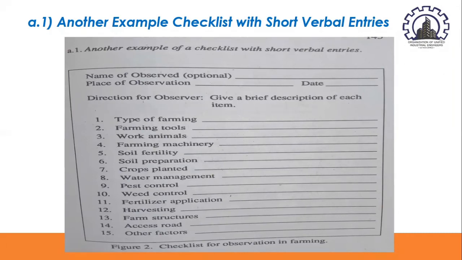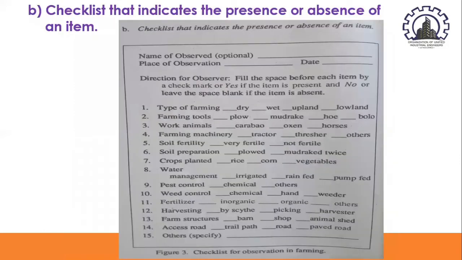So direction for observer, give a brief description of each item. And another, we have a checklist that indicates the presence or absence of an item. As you can see there, you have the name of the observed person, place of observation, and the date. So direction for observer, fill the space before each item by a check mark or yes if the item is present, and no or leave the space blank if the item is absent. So that is an example of a checklist that indicates the presence or absence of a certain item.